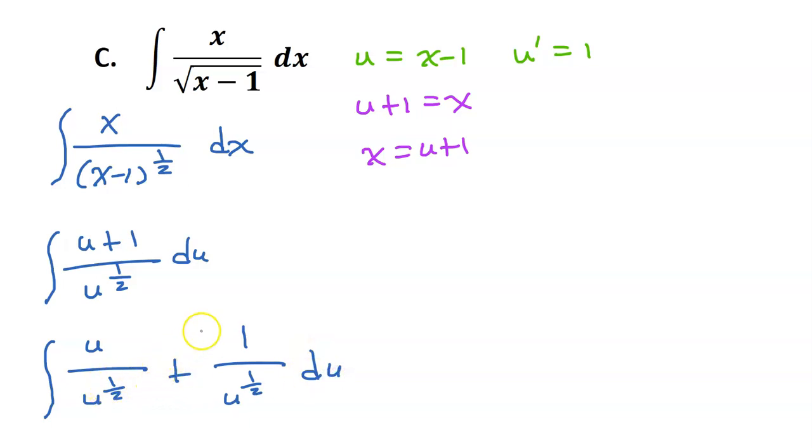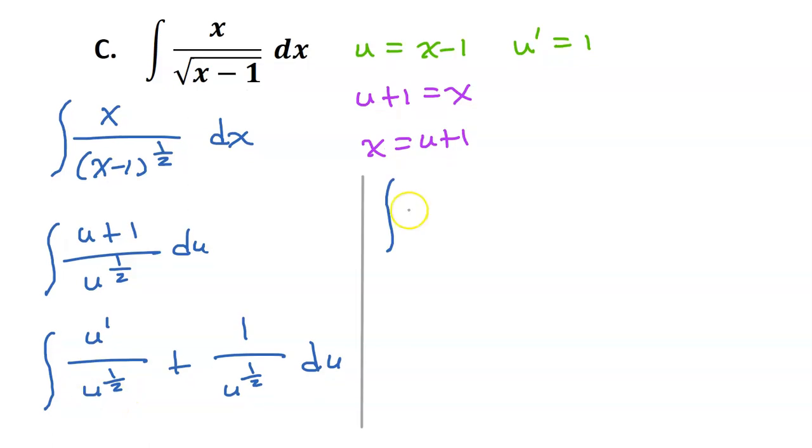I'm going to rewrite this slightly by subtracting. So in the numerator here I have u to the 1 power. When you divide with like bases, you subtract the exponents. So I need to do 1 minus 1/2. That's u to the 1/2 power. And of course, 1 over u to the 1/2 power is simply u to the negative 1/2 power.